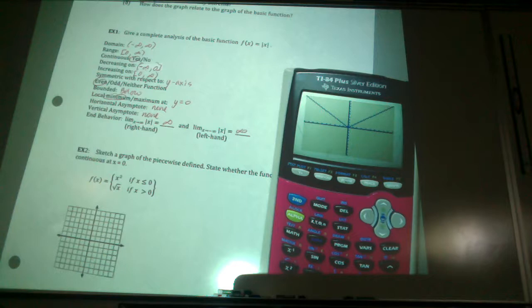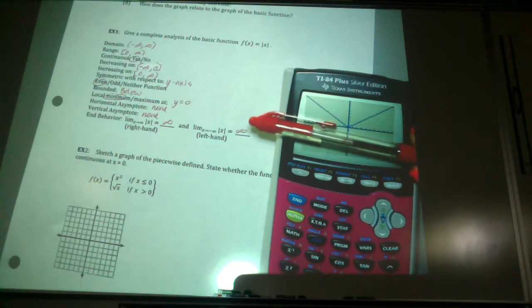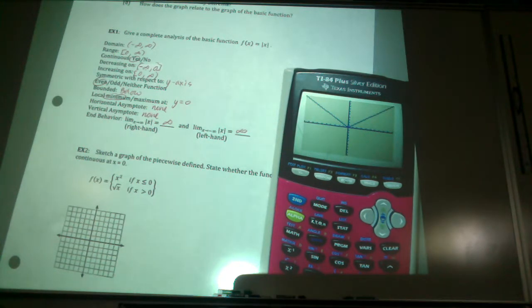All right, so it is symmetrical with respect to the y-axis, which makes it even. It is bounded below because it has a minimum, not because of whether it's above the x-axis or not. There are no horizontal or vertical asymptotes. This does not count as a horizontal asymptote just because it's going to a minimum. The graph is not approaching any particular horizontal lines.